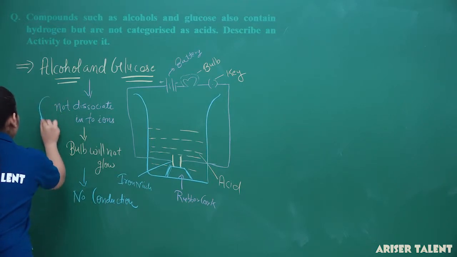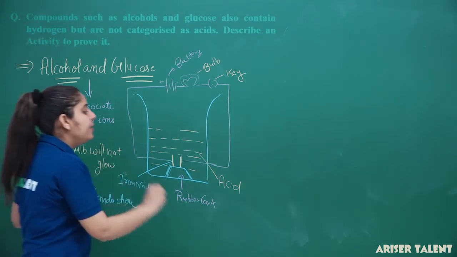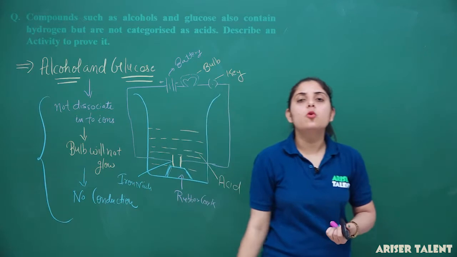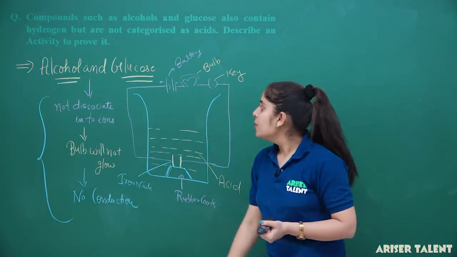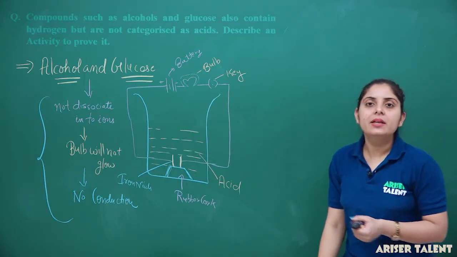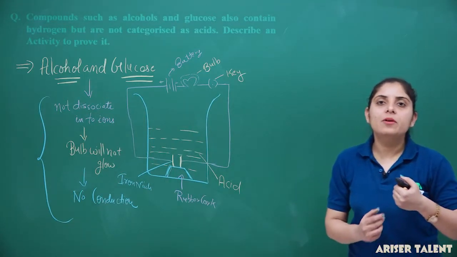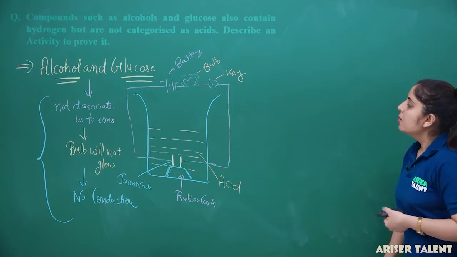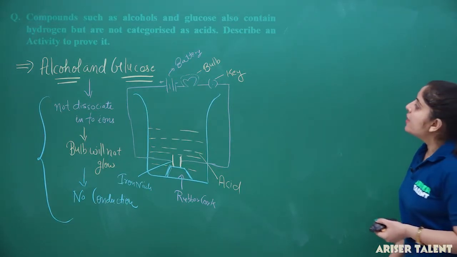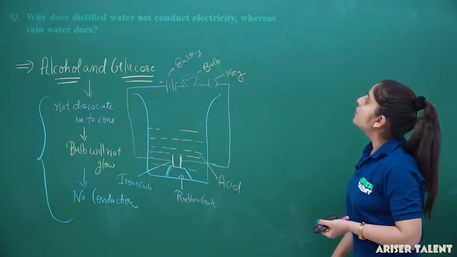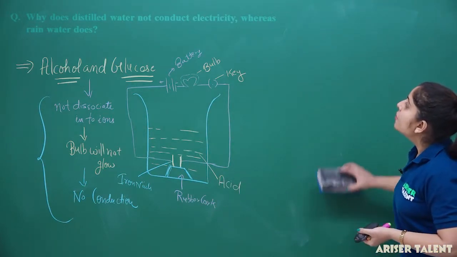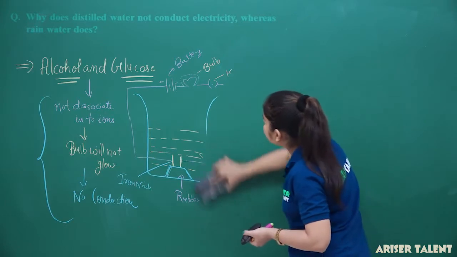So, this will be the basic activity that we can do to prove that alcohol and glucose are not able to conduct in their aqueous solution. I hope this activity has been clear to you. So, we can proceed to our next question. Now, our next question is, why does distilled water not conduct electricity whereas rainwater does?